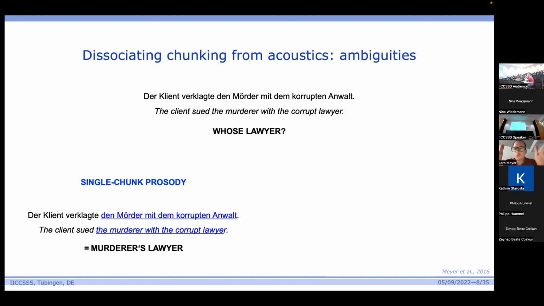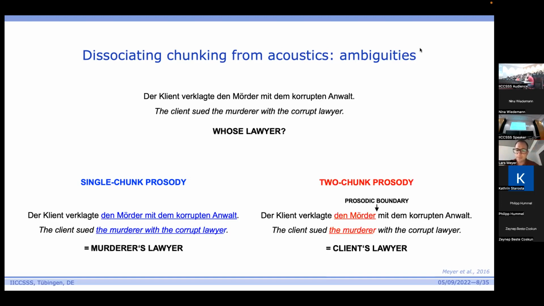The good thing about language, or speech, is that you would usually disambiguate that sentence, right? You could, for instance, speak it with a single chunk prosody, as I call this. The client sued the murderer with the corrupt lawyer. Since I didn't make any breaks between the murderer and the corrupt lawyer, this is supposed to be one chunk in your memory, one coherent thingy. When I speak this differently, the client sued the murderer, with the corrupt lawyer, you get the idea, right? Then you're supposed to split this off at this point in the sentence. So two different chunking patterns, and it's the same sentence.